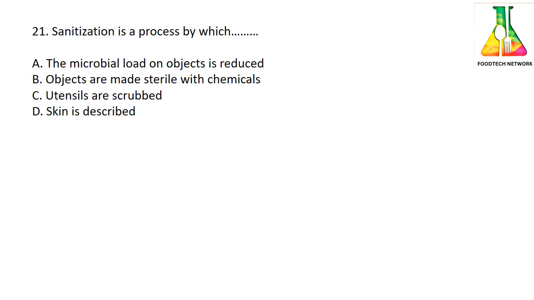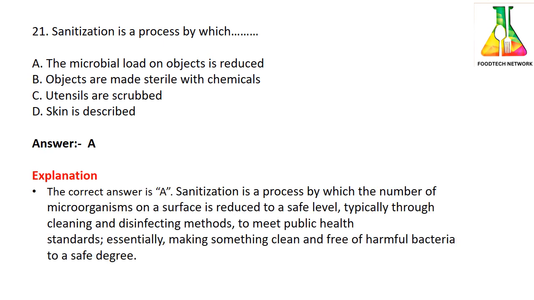Number 21. Sanitization is a process by which dash. Option A, the microbial load on objects is reduced. Option B, objects are made sterile with chemicals. Option C, utensils are scrubbed. And option D, skin is described. Option A, the microbial load is reduced. Sanitization is a process by which the number of microorganisms on a surface is reduced to a safe level, typically through cleaning and disinfecting methods, to meet public health standards.